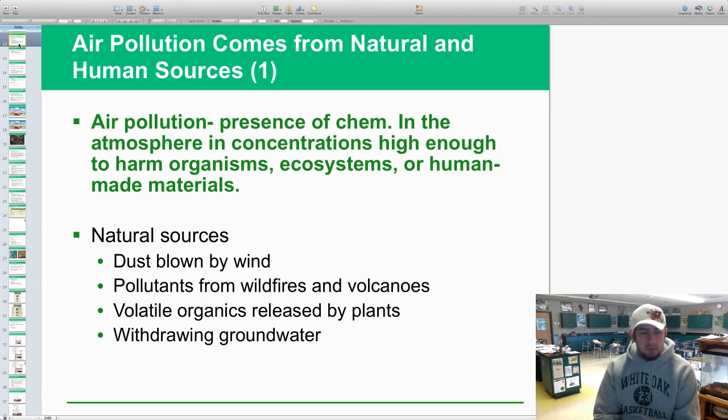And there are lots of different sources. There are lots of natural sources, like dust blown up by wind, and pollutants from wildfires and volcanoes that can happen naturally, and chemicals called VOCs, or volatile organic compounds, that are released by plants, and also by withdrawing groundwater from the earth. So those are natural sources that can cause some air pollution problems.